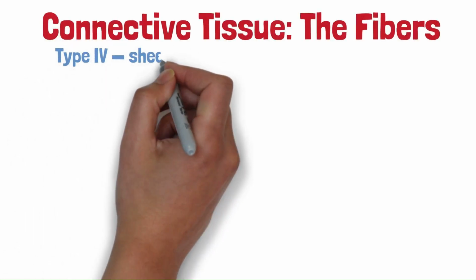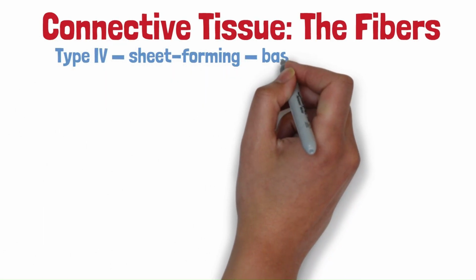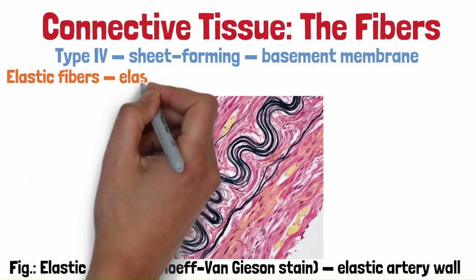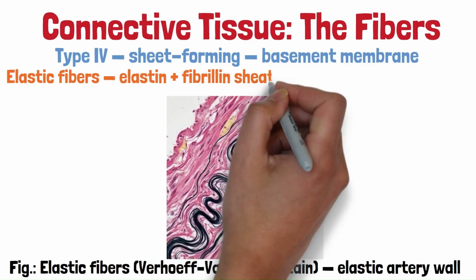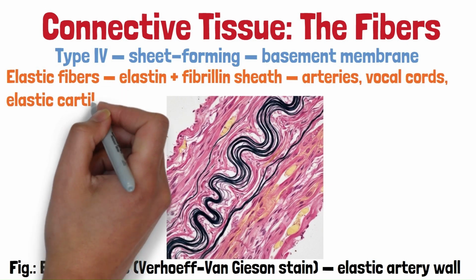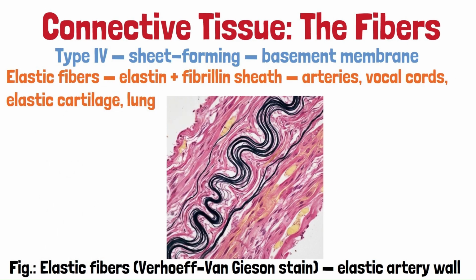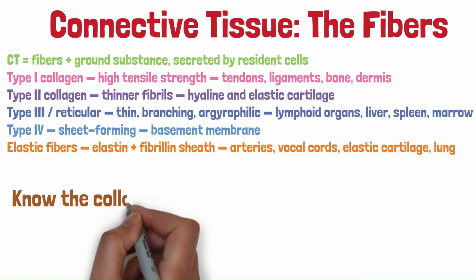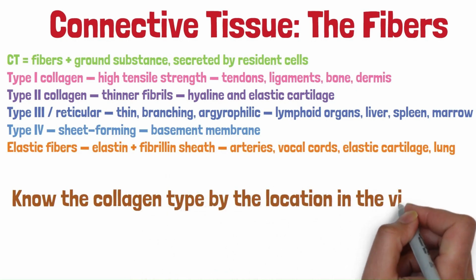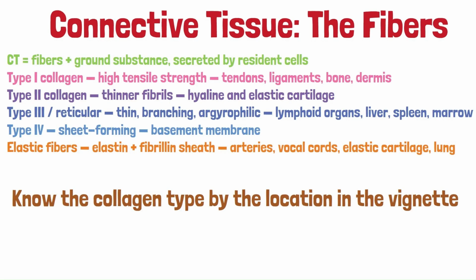Type 4 doesn't form bundles at all. It's sheet-forming, and it makes up the basement membrane. And elastic fibers combine an elastin core with a fibrillin microfibril sheath. You'll find those in large arteries, the vocal cords, elastic cartilage, and lung tissue. Here's the exam strategy. Whenever you see a collagen fiber question, the location in the vignette is usually the fastest way back to the type.